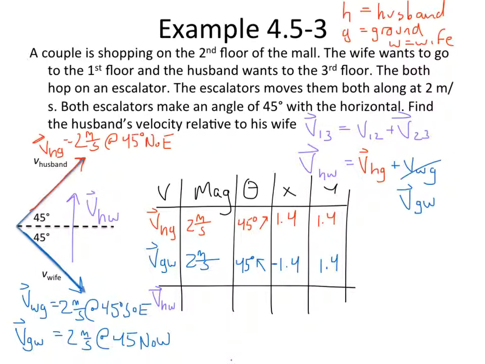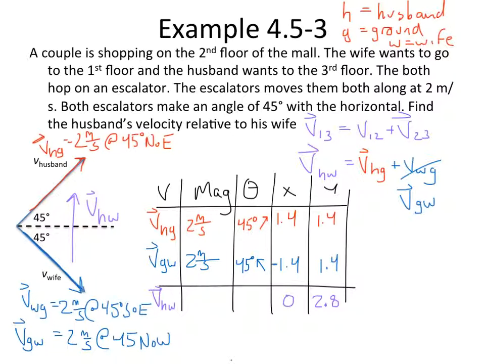Okay? All right, let's go up and add up our x and y components and see what we get for components for our resultant vector velocity of the husband to the wife. Well, 1.4 plus 1.4 equals 2.8. Okay? And 1.4 minus 1.4 is 0. So we're going to find that there's no x component of their motion with respect to each other. All we need to do now is find the magnitude and the direction, and that'll solve our problem.